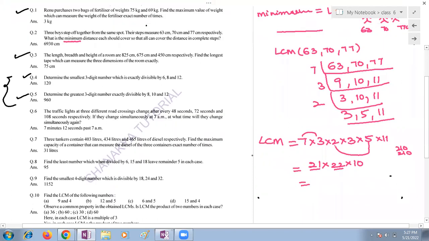Not getting the answer. What is the answer, children? 4620, I think. 4620. Very good.